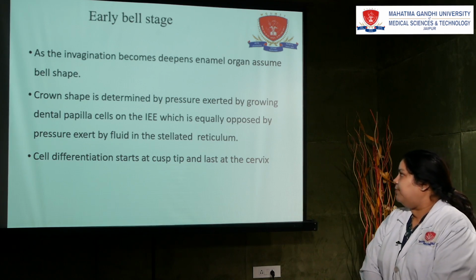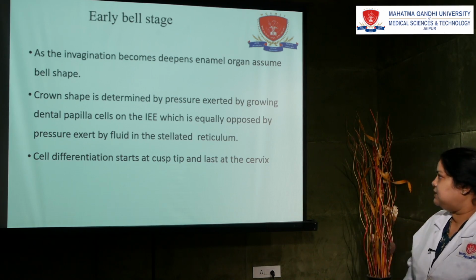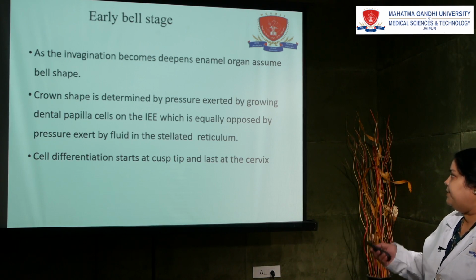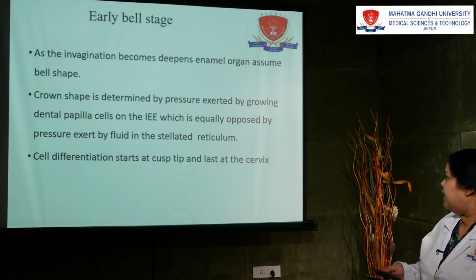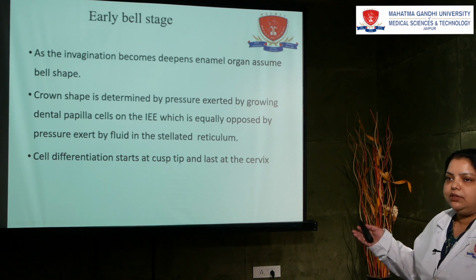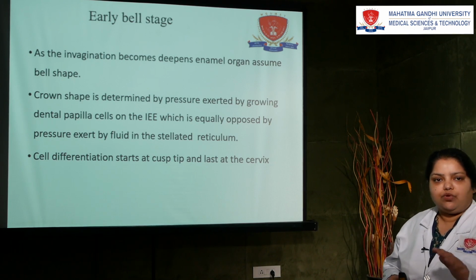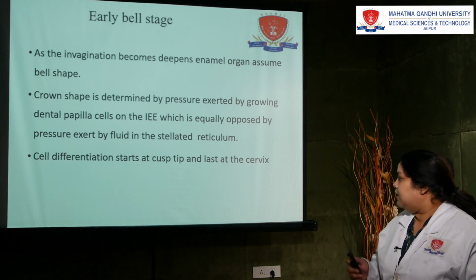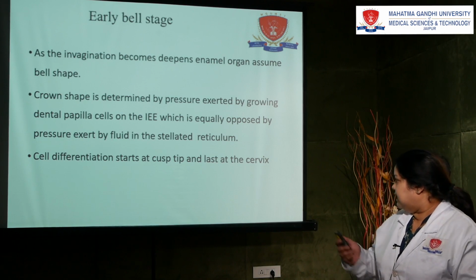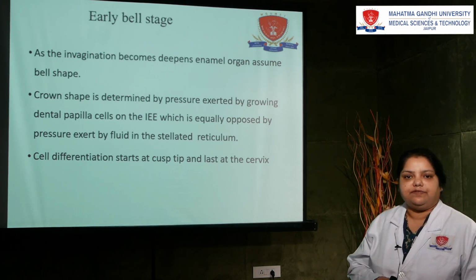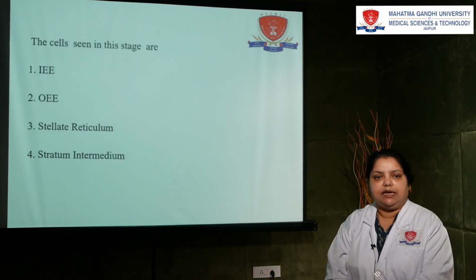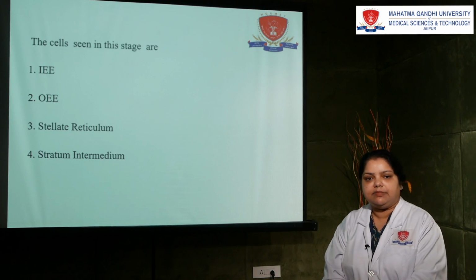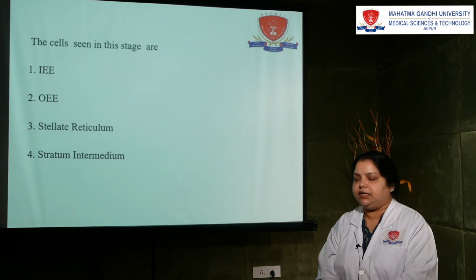Now, coming to the early bell stage. As the stage advances, the invagination becomes deeper in the enamel organ. The crown shape is determined by the pressure exerted by growing dental papilla cells on the inner enamel epithelium, which is equally opposed by the pressure present on the stellate reticulum cells. Now, the cell differentiation starts at the cuspal tip and lasts at the cervix. In this stage, we see the inner enamel epithelium, outer enamel epithelium, stellate reticulum as well as the stratum intermedium cell layer.